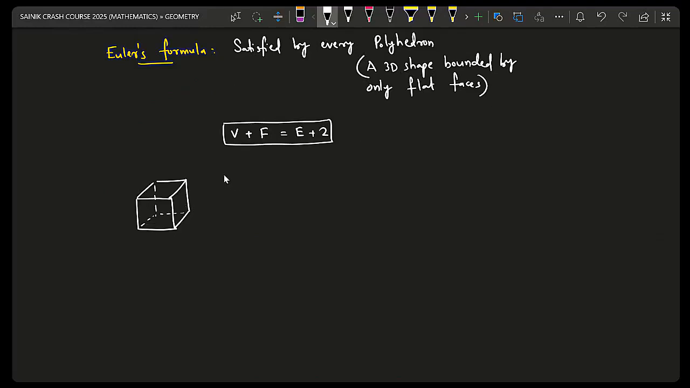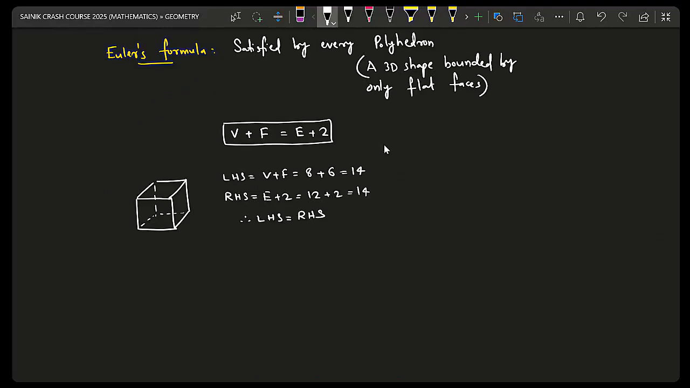First let me find the LHS. What is LHS? V plus F. What is the number of vertices? There are 8 vertices. And faces, how many? 6. So 8 plus 6 is equal to 14. So the LHS is 14. Now the RHS, E plus 2. Number of edges is 12, plus 2. Again we got 14. Therefore LHS is equal to RHS. So V plus F is equal to E plus 2.